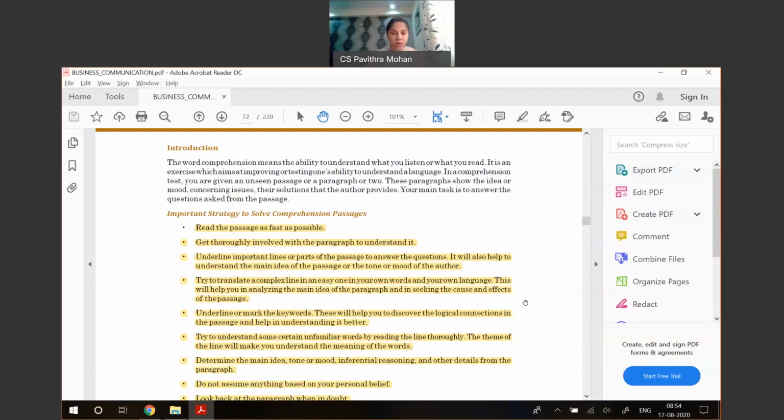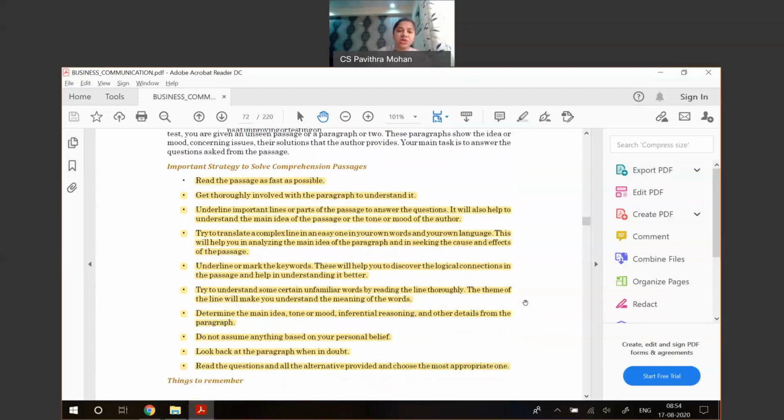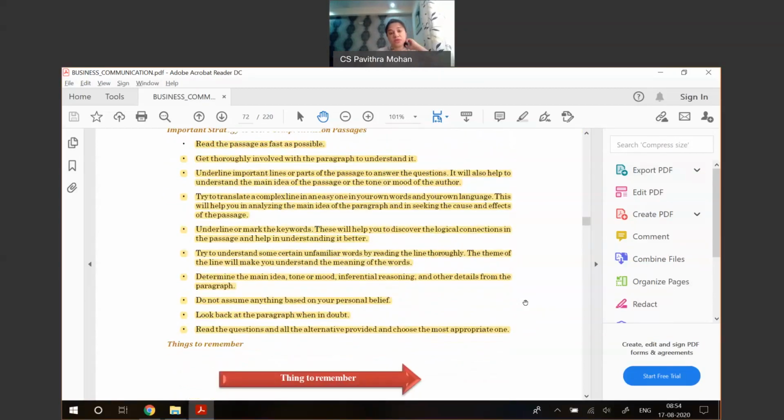To avoid this, we are helping you to study a passage with much concentration. So we are analyzing that skill in this particular chapter. Here we will understand, with respect to comprehension, what the important things are. The first thing is to read the passage as fast as possible.